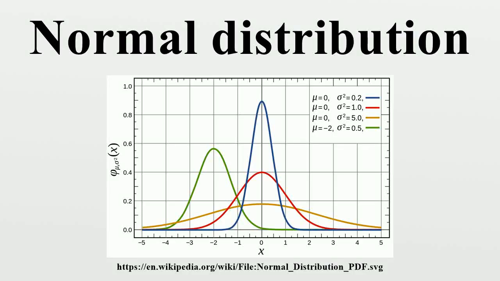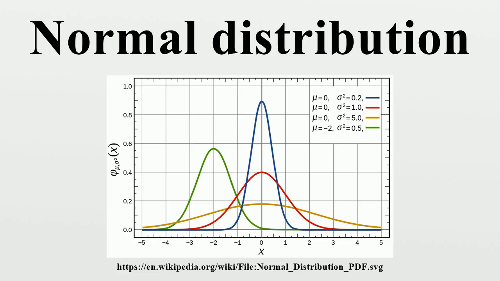In probability theory, the normal distribution is a very common continuous probability distribution. Normal distributions are important in statistics and are often used in the natural and social sciences to represent real-valued random variables whose distributions are not known. The normal distribution is useful because of the central limit theorem.